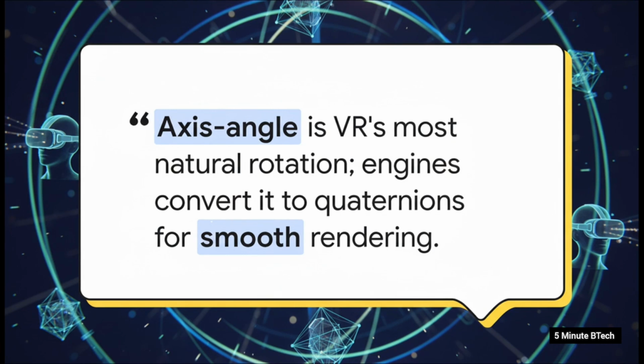So, to bring it all home, axis angle is the most natural way for us and for our hardware to think about rotation. The VR engine then acts like a super fast translator, converting that simple language into the powerful mathematical language of Quaternions. And that conversion is what ultimately gives us the seamless, realistic motion that makes virtual reality so absolutely amazing.